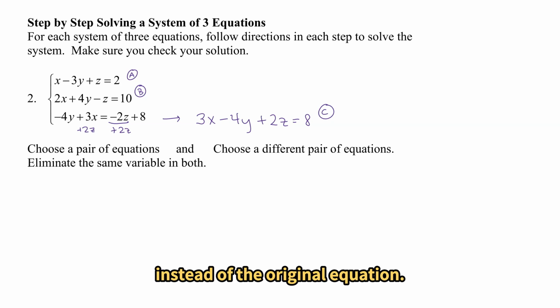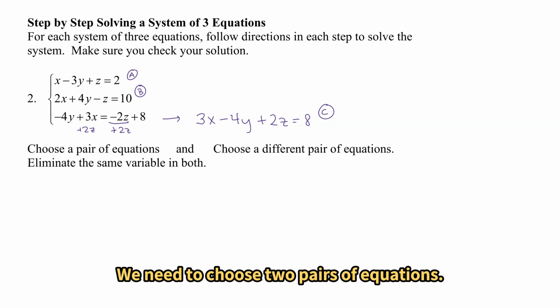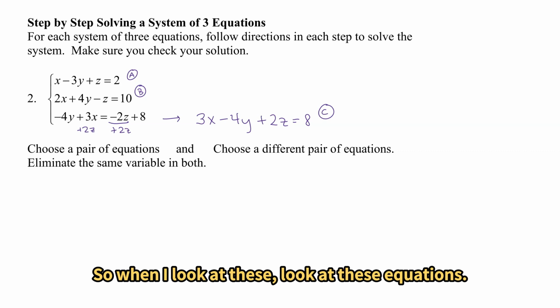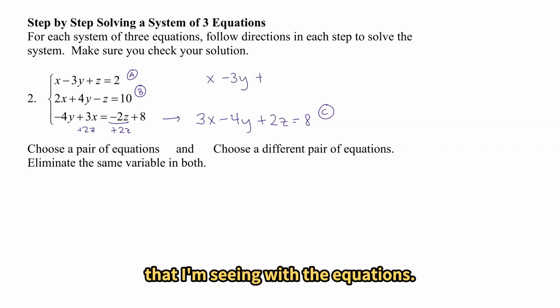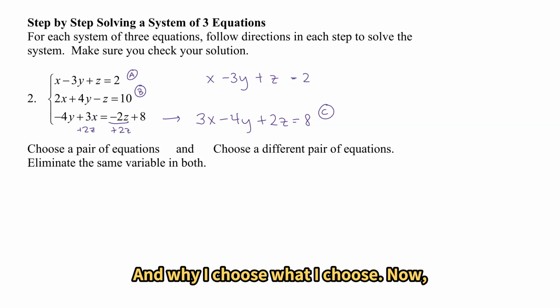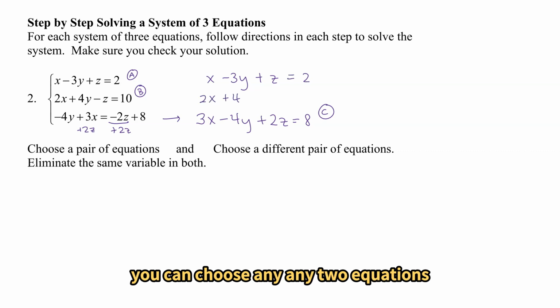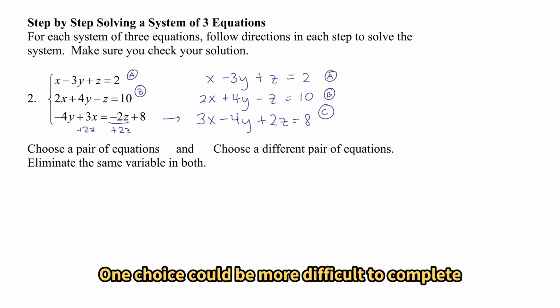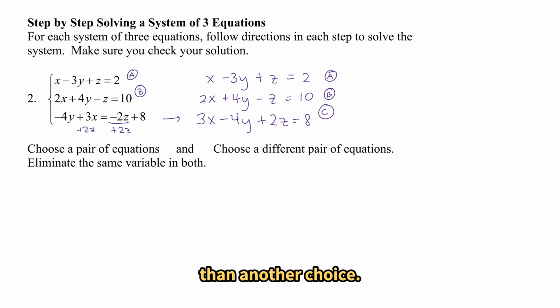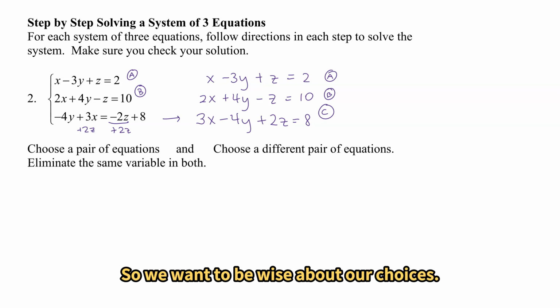We need to choose two pairs of equations. So when I look at these equations, I'll hopefully try to talk you through what it is that I'm seeing with the equations and why I choose what I choose. Now, you can choose any two equations and any variable to eliminate. One choice could be more difficult to complete than another choice. So we want to be wise about our choices.